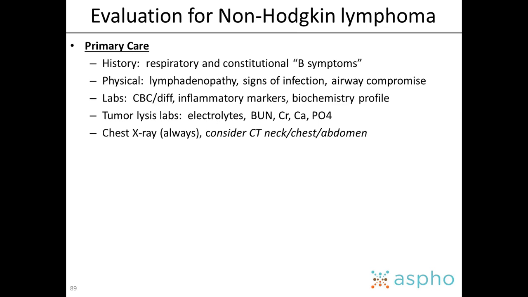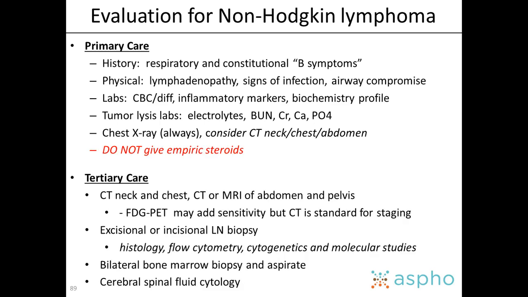Evaluation for NHL: there are some things we do in the primary care setting, the history, the physical, the labs, including tumor lysis labs, because some of these cause spontaneous tumor lysis, like Burkitt's. Always we do a chest x-ray in the primary care setting. Consider a CT. It's okay to do a CT if you have an old enough patient who can lie flat on their back and say, yes, I'm comfortable breathing now. Don't give empiric steroids.